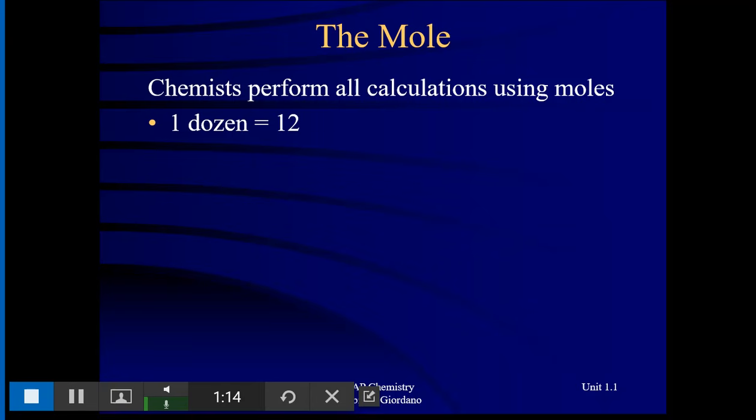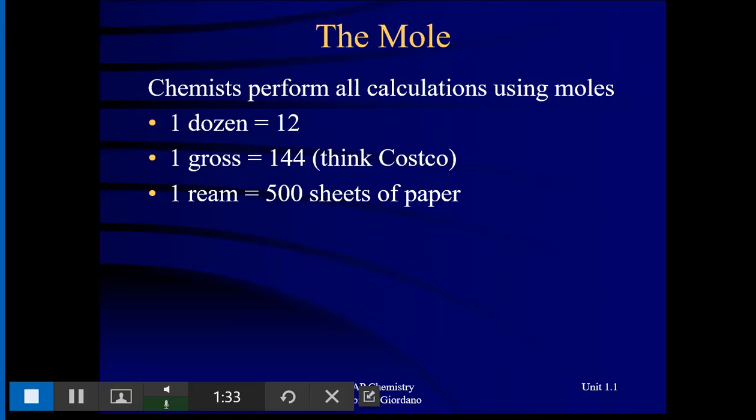Okay, so there are certain words in our everyday life that mean certain numbers. Like if you go to Costco, you'll see on the sides of the boxes the word gross. And it doesn't mean like, ew, gross. It means there's 144 of whatever that item is in that box. Okay, a ream of paper has 500 sheets.